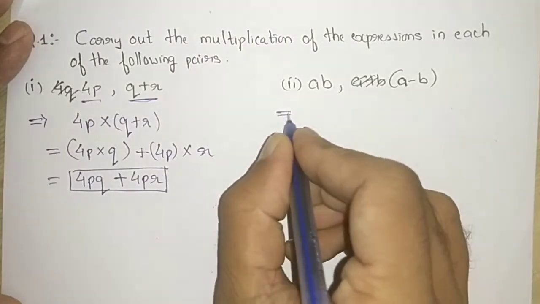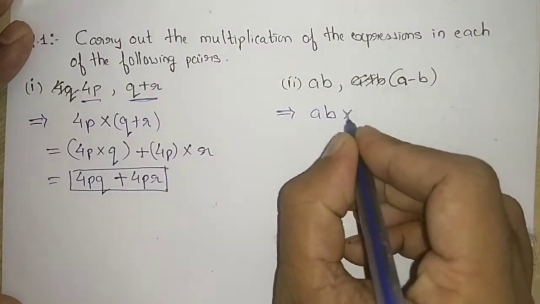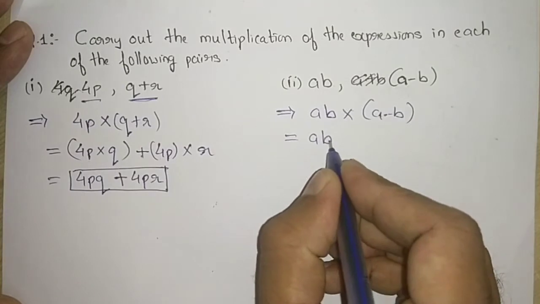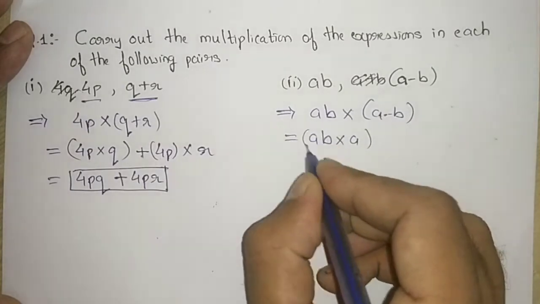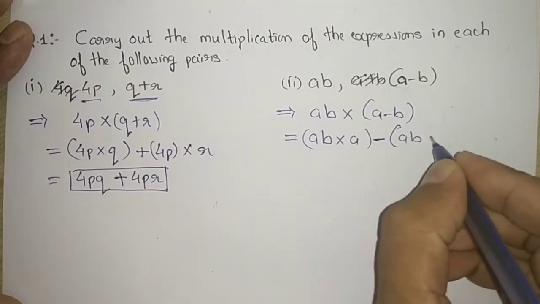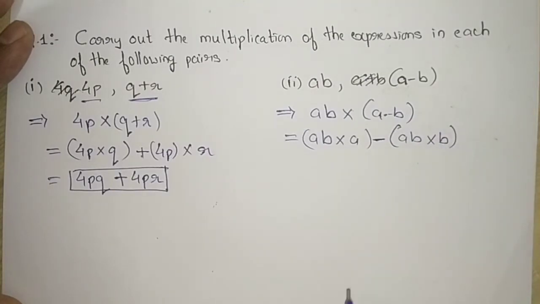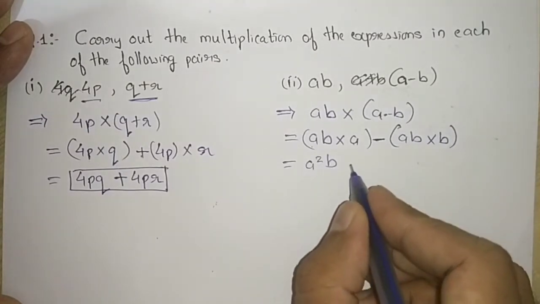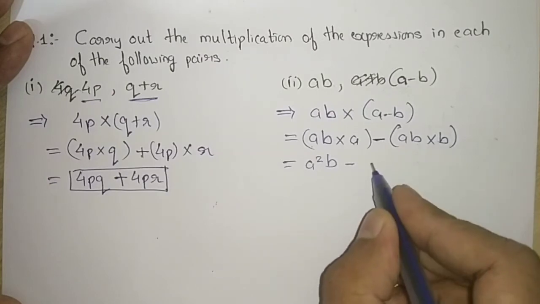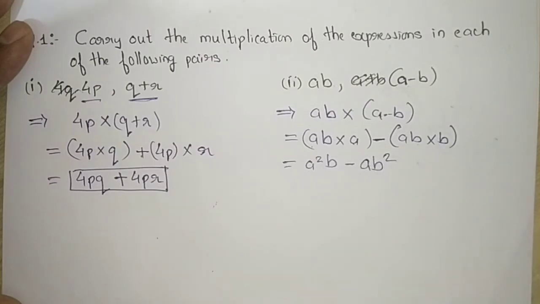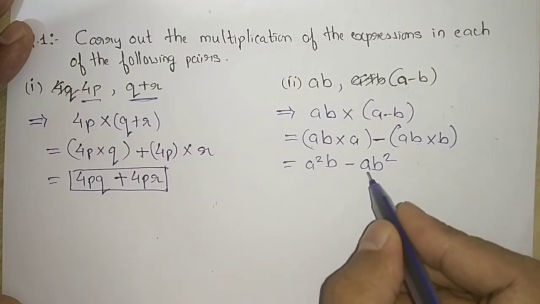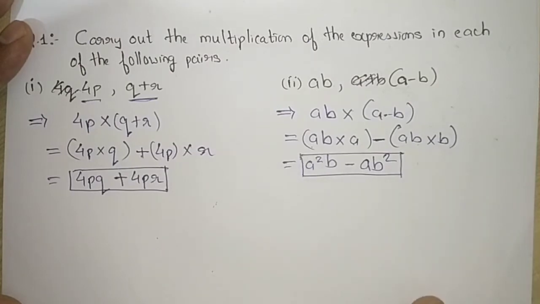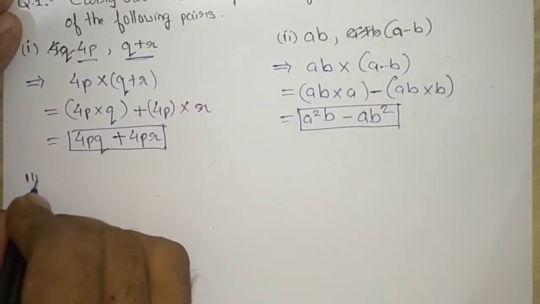Now coming to the second part, monomial multiplied by binomial. Again ab will be multiplied by a, minus again ab will be multiplied by b. So you will get a into a is a square, b as it is, minus b into b is b square and a as it is. Now here it is a square b and here it is a b square, so we can't go further. This is our answer. Moving to the next part. Let me write it down first.